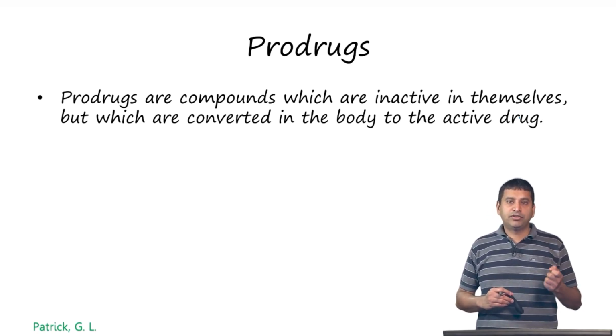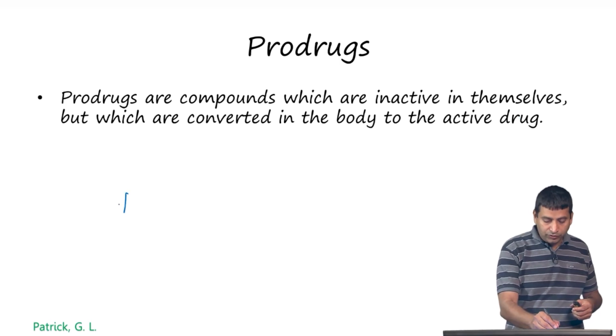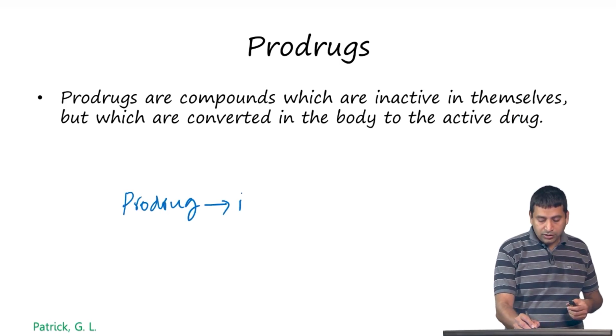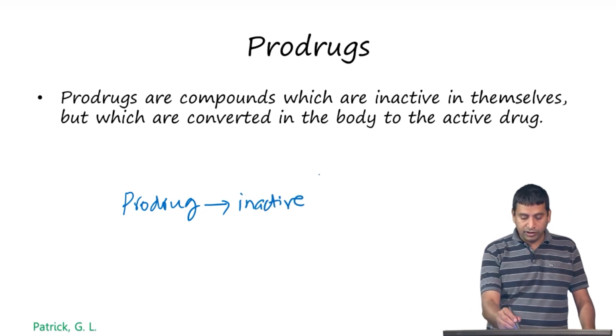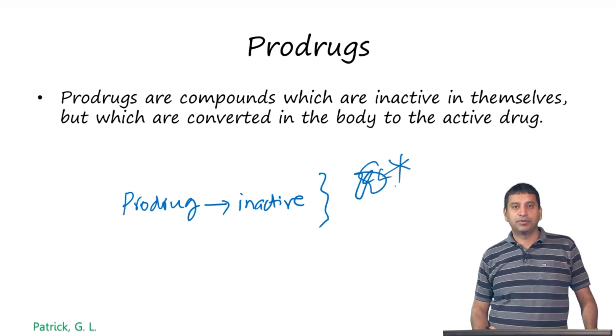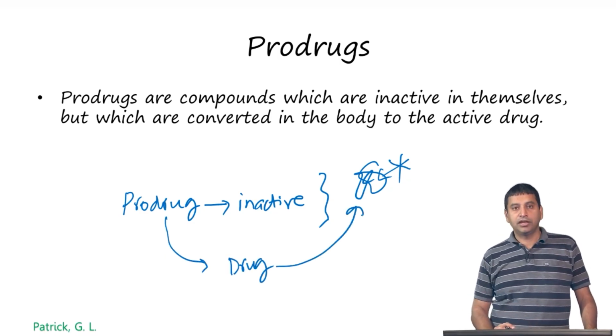So, what this means is that it is almost like a sleeping drug. By itself it is not active, but it is converted to an active form. If you see this concept, the prodrug would be inactive. Let us say I screen for an inhibitor of an enzyme, and this prodrug itself does not have any activity. But what happens is that it gets converted to the active drug, which can then inhibit the enzyme.